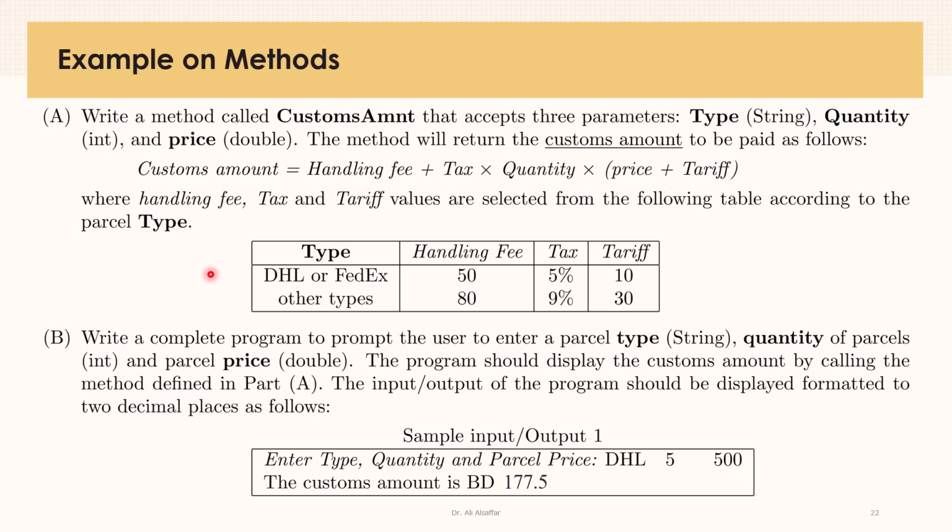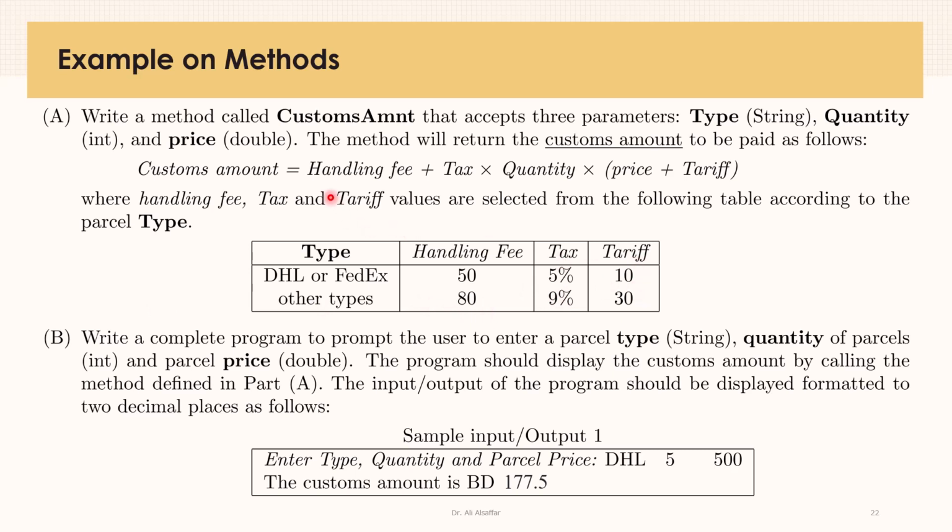So based on the type of the delivery service, there are different handling fees, different taxes, and different tariffs. If the type of the delivery service is DHL or FedEx, then the handling fee is 50, the tax is 5%, and the tariff is 10. For any other type of delivery service, the handling fee is 80, the tax is 9%, and the tariff is 30.